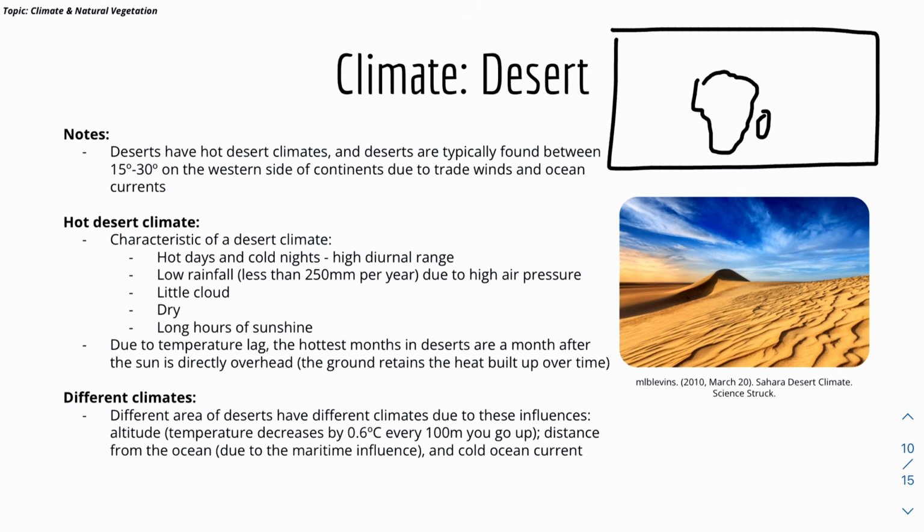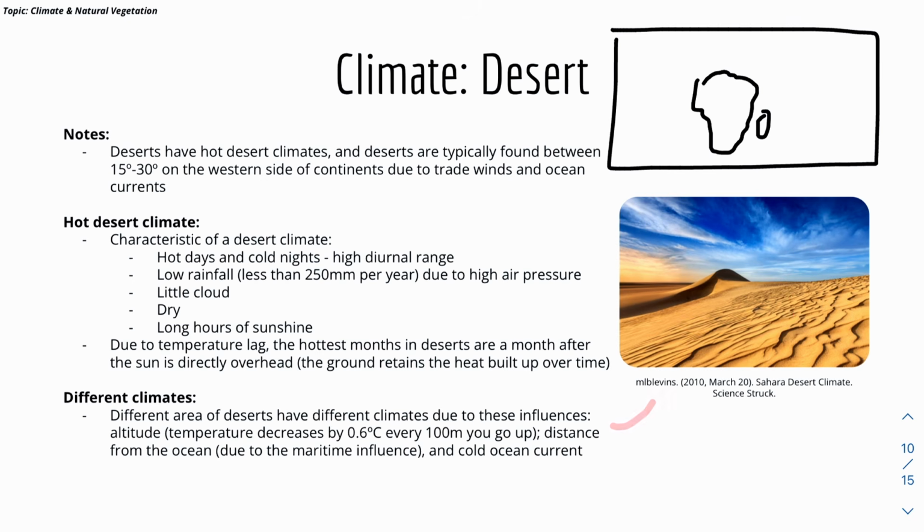And due to temperature lag, the hottest months in the deserts are a month after the sun is directly overhead, as the ground retains the heat built up over time. Why this happens is that the sand will absorb the heat. So during summer, it will absorb the heat and get really hot. After summer, it will be autumn, right? Where it's meant to be colder. But in this period of time, the sand will release the heat, which is temperature lag, where the sand releases the heat, which forms a hotter environment.